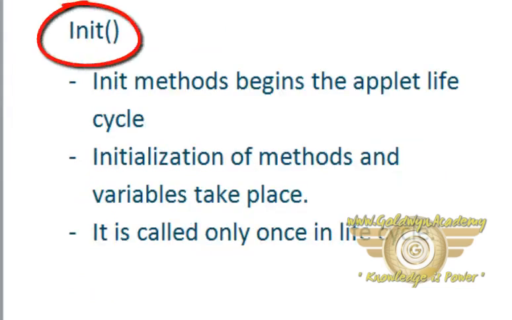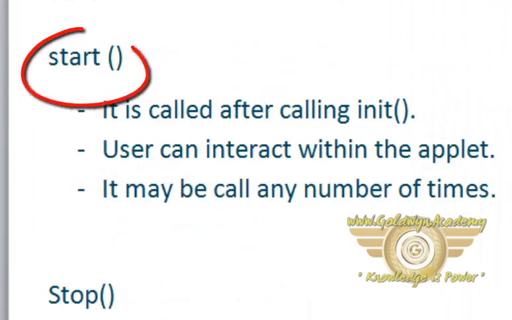First, the init method. The init method begins the Applet lifecycle. In this method, initialization of methods and variables takes place. This method is called only once in the lifecycle. Next, the start method. It is called after calling the init method. The user can interact with the applet using the start method. The start method may be called any number of times.